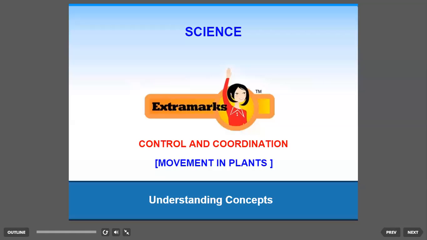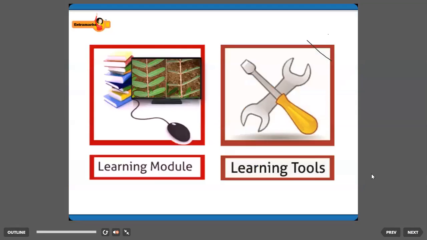Now, okay. So according to the chapter, we are going to deal with the stimuli and receptor. Now, you should know what are these two parts. Any change in the environment to which an organism responds and reacts is called stimulus.